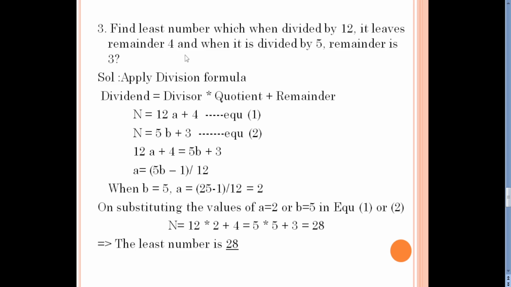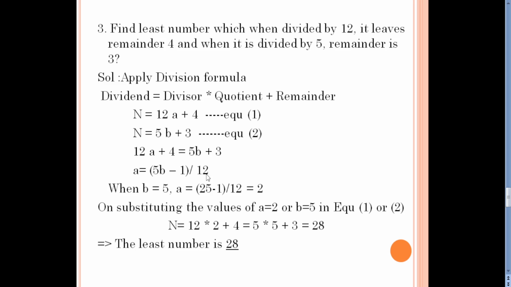Here the least number is n. When n is divided by 12, let us take a as the coefficient. The remainder is 4, so it can be written as n equals 12a plus 4. When n is divided by 5, the remainder is 3, and let us take b as the coefficient. Since both equal n, we can write 12a plus 4 equals 5b plus 3. Then the value of a is (5b minus 1) by 12, because once 4 comes to this side we get 5b minus 1, and once 12 comes to this side it becomes division.